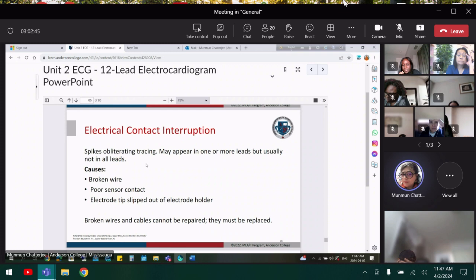So what may be the electrode placement, electrodes may be dirty, maybe a broken wire, maybe a connection problem, poor sensor contact. Broken wires and cables cannot be repaired, they must be replaced. But if it's the electrode, you are going to change the electrode tip. So with poor sensor contact, the contact is poor, that's why it cannot pick up the signals.